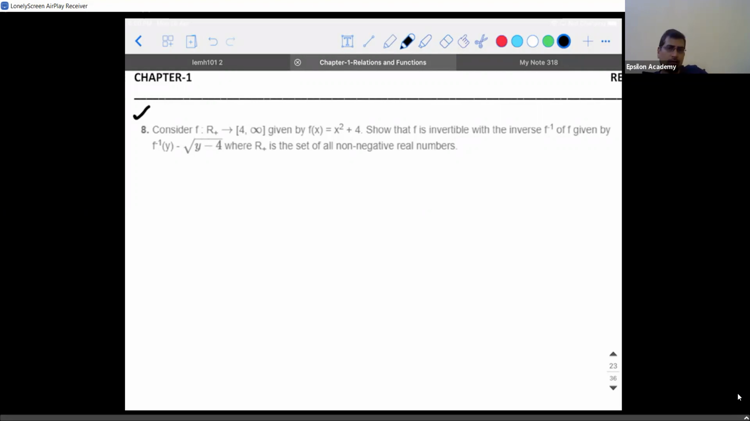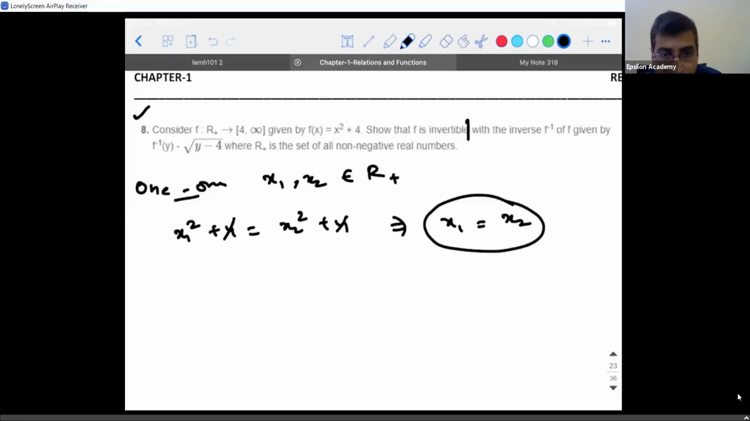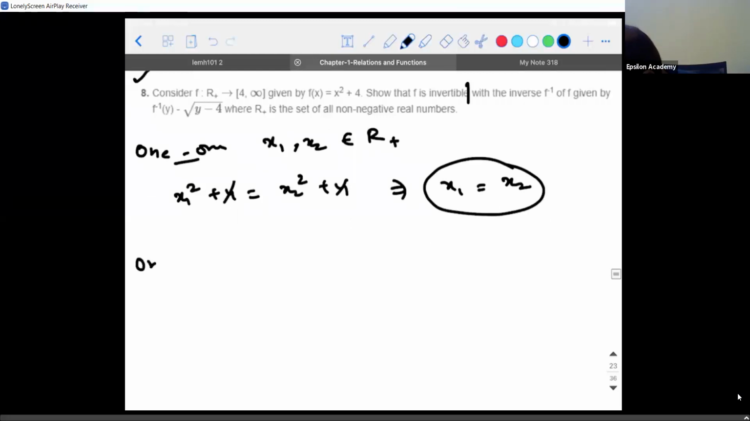The same, sir. We have to prove it is one to one and onto. To be invertible, it must be 1 to 1 and onto. Let's start. So for 1 to 1, what am I supposed to do? Consider x1 comma x2 that belong to set R plus. Then x1 square plus 4 is equal to x2 square plus 4. The 4 and 4 get cancelled, so x1 is equal to x2. I didn't write plus or minus because you have R plus; minus x2 will not come. Okay, hence it is 1 to 1. What about the onto function?